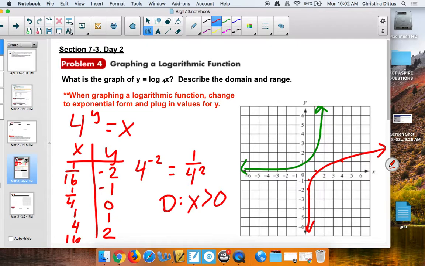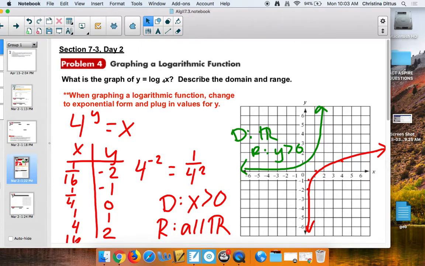What about my y, my range? Can it be anything below? Can it be anything above? Yeah. So my range is all reals. Well, that's a weird R. Okay. With our exponential, remember our domain was all reals, and our range was like y greater than 0, or if it moved up or down. So it's just kind of flipped. Biggest thing though, change your logs in exponential and fill out your y value first. Okay. Questions?